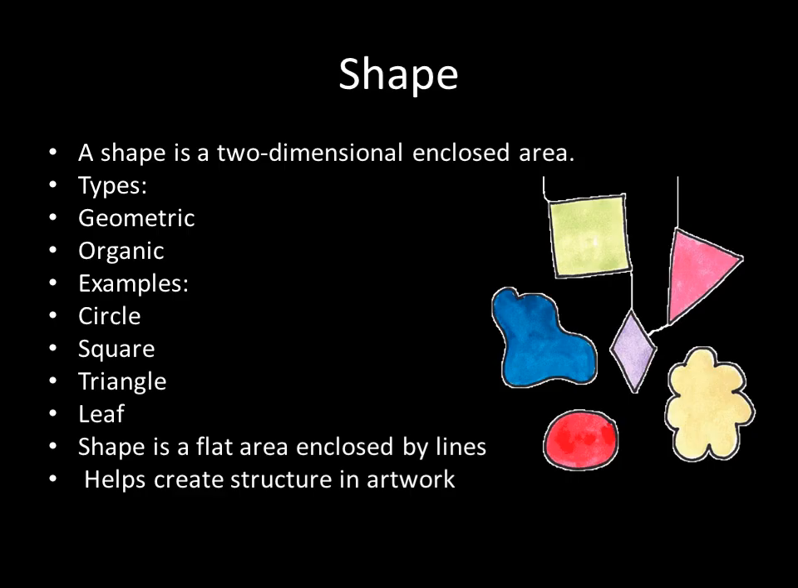Organic shapes are, for example, like a leaf, a mountain, a lake. It's something natural, right? So we have two types of shapes, that is geometric and organic.